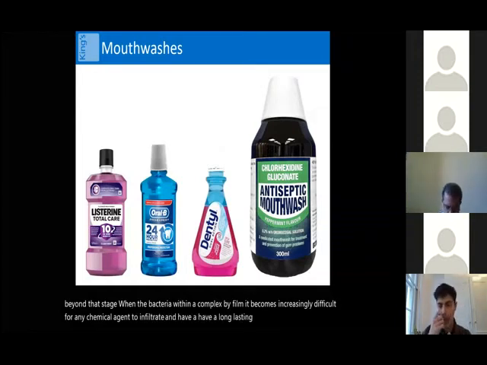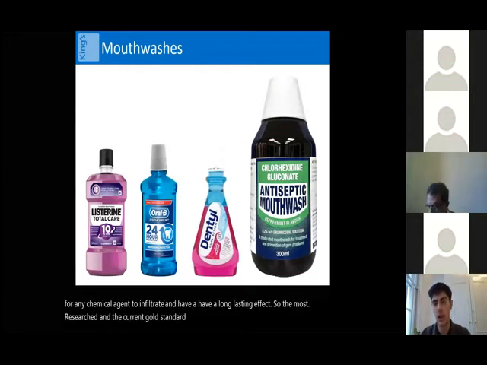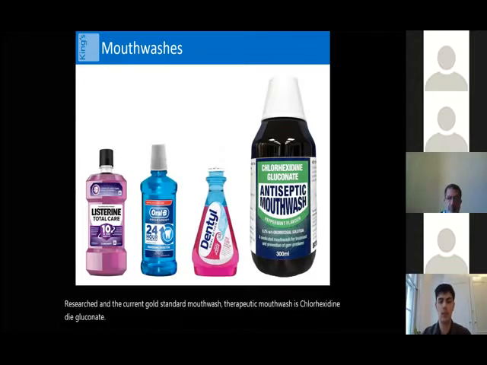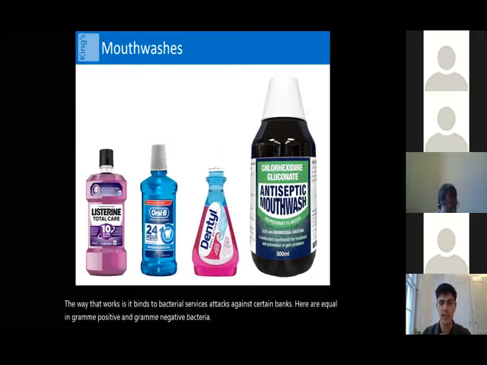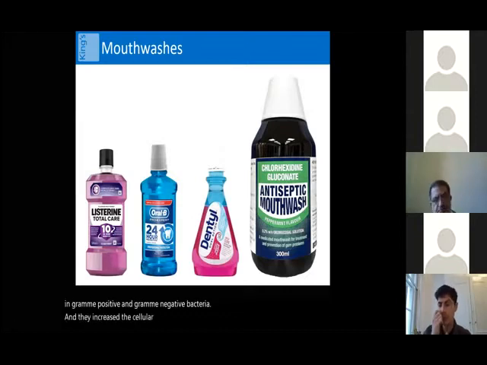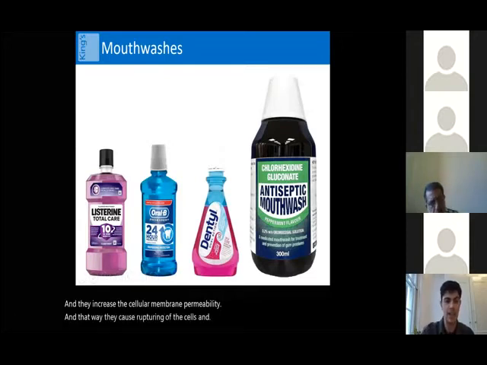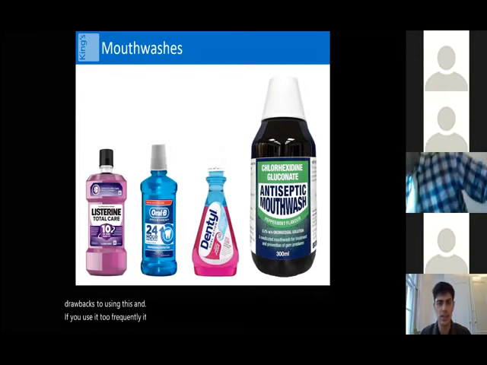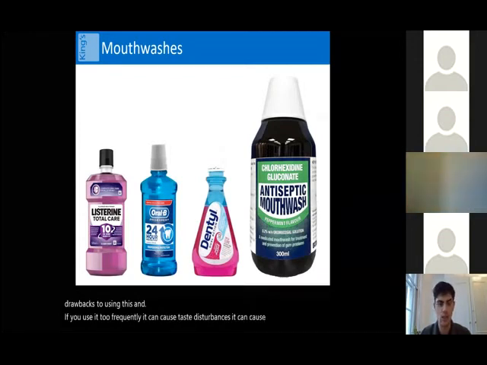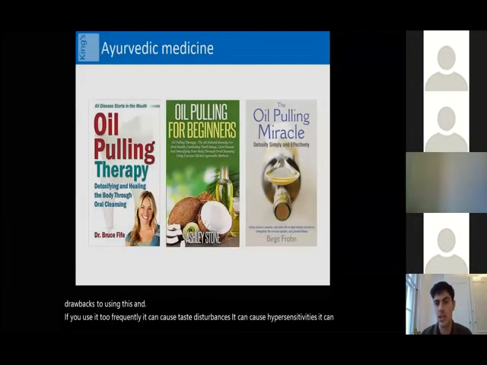So the most researched and the current gold standard therapeutic mouthwash is chlorhexidine digluconate. The way it works is it binds to bacterial surfaces. It acts against both gram-positive and gram-negative bacteria, and it increases the cellular membrane permeability. That way it causes rupturing of the cells and has an antibacterial effect. Although it's considered the gold standard, there are some drawbacks. If you use it too frequently, it can cause taste disturbances, hypersensitivities, soreness or irritation. So what's the alternative, really?